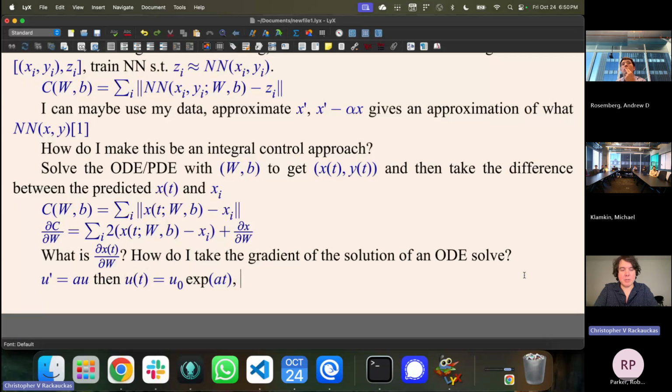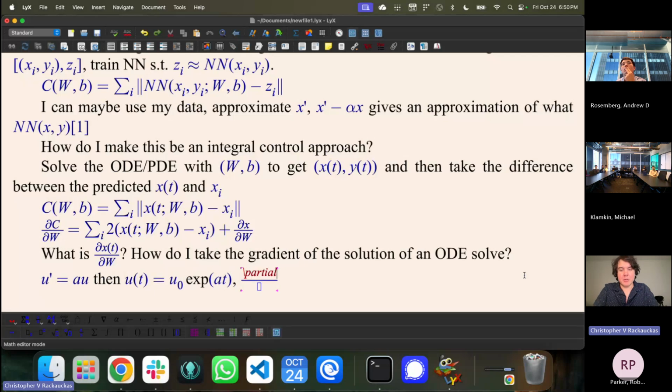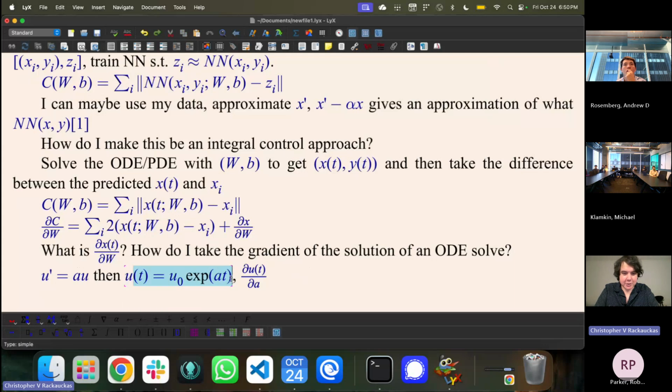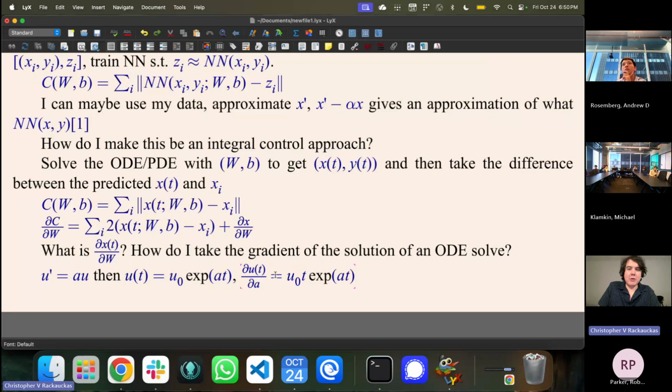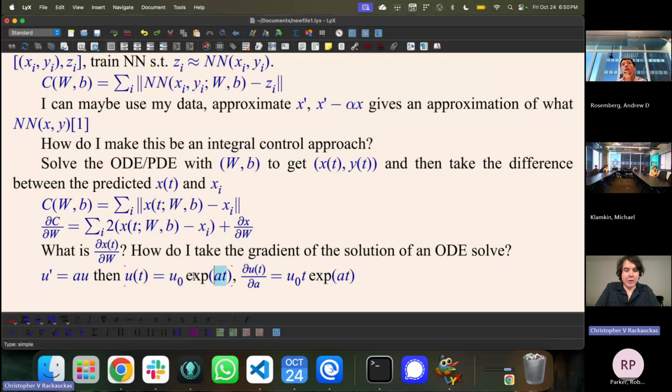So then what I do is I go, okay, the derivative of u(t) with respect to a, right, taking the derivative with respect to this parameter. The way that I would do this is I would look at the analytical solution and I just go, okay, so this is going to be u0 times t times the exponential of at, right? If you know the analytical solution, then you can always take the derivative of it, right?